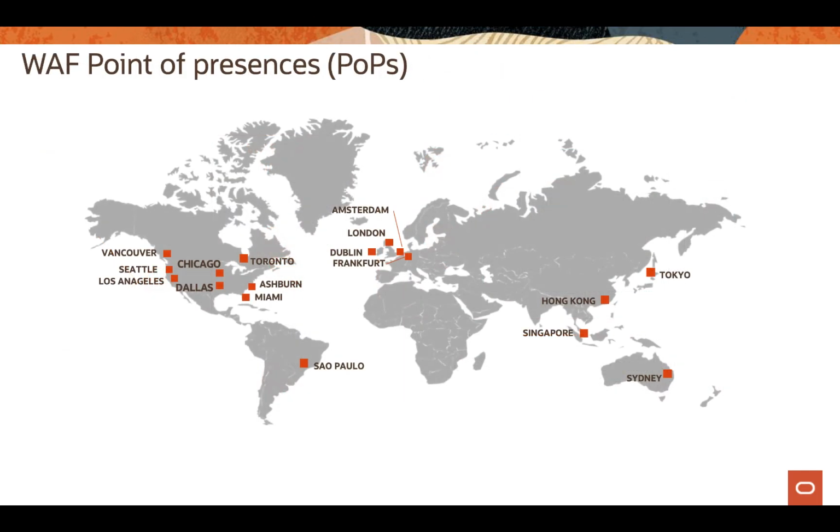Those are the WAF points of presence. If you're interested in knowing where we have points of presence for WAF, for those edge nodes, here's a map of some of the places available. Of course, we're working to get more places available as well, but this gives you an idea of the locations, especially locations close to where we have OCI data centers too. So this gives you a footprint overview.